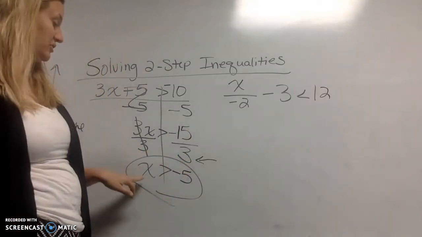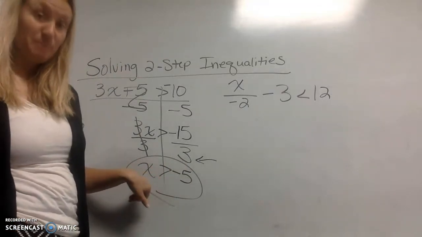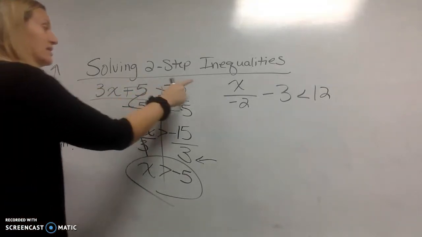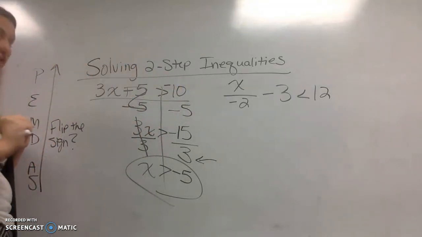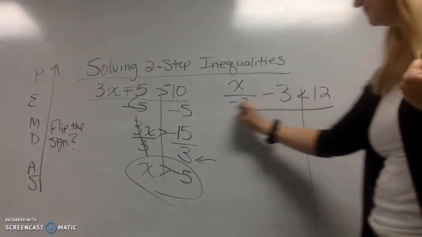So my final answer is, as long as x is greater than negative 5. So as long as x is bigger than negative 5, I can plug in that number, multiply by 3, add 5, and get a number that is greater than negative 10. So let's do this one.